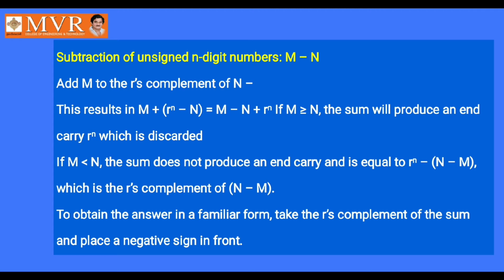But in the second case, if M is less than N, the sum does not produce any end carry and is equal to R power n minus (N minus M), which is the R's complement of N minus M. So N minus M gives one value, and if you subtract that from R power n, you get the R's complement only. So to obtain the answer in familiar form, take the R's complement of the sum and place a negative sign in front. How you perform these subtractions using unsigned values, we'll see with an example.